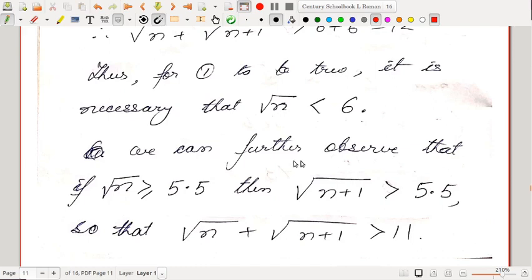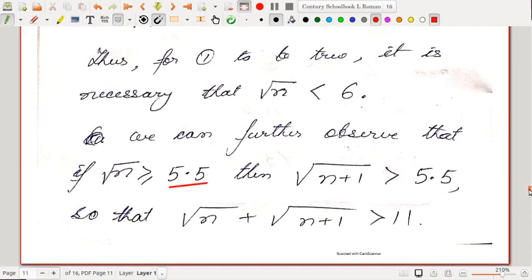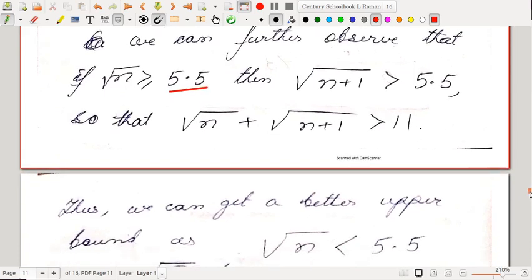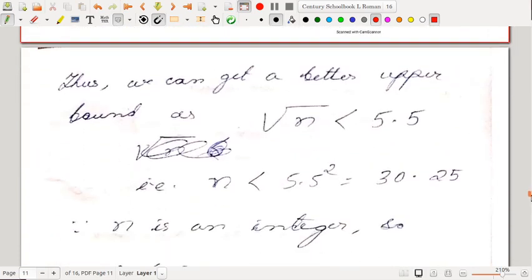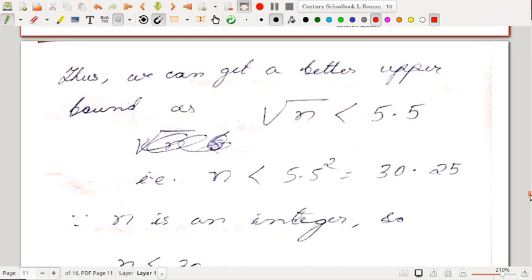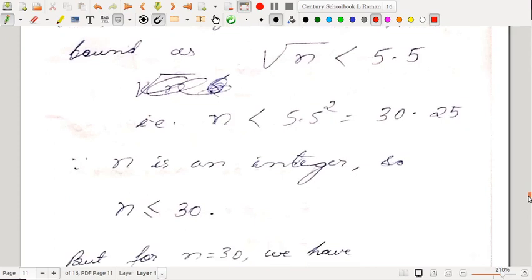You observe that if root n is greater than or equal to 5.5, then square root of n plus 1 is strictly greater than 5.5, right? So their sum will be greater than 11. That means root n cannot be greater than or equal to 5.5. So root n has to be less than 5.5. That means n has to be less than 30.25. But n is an integer, right? So n has to be less than or equal to 30.